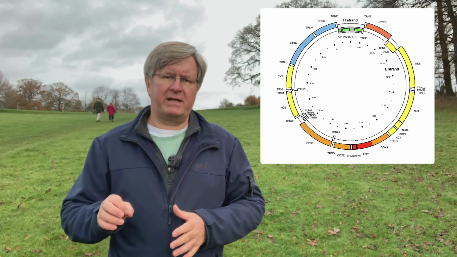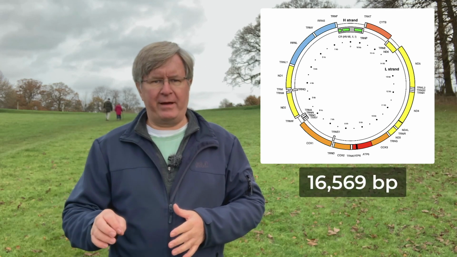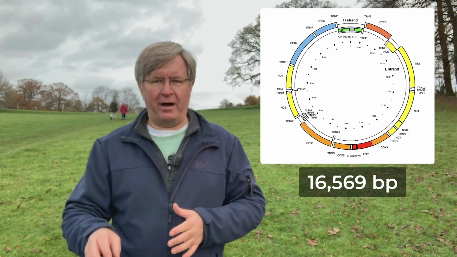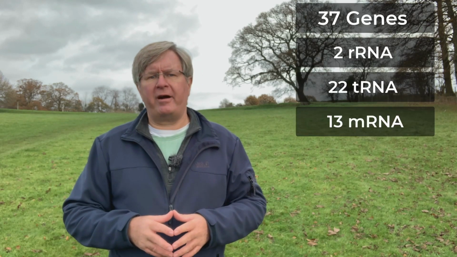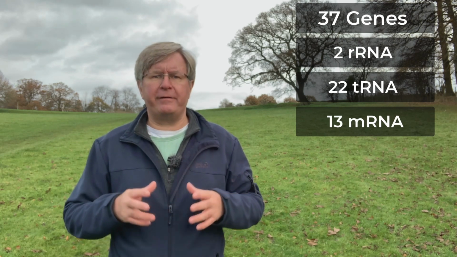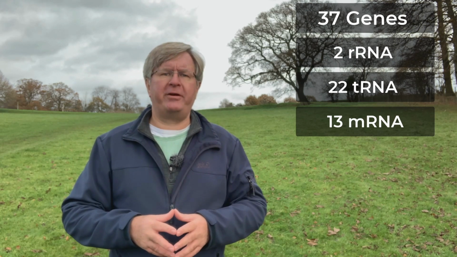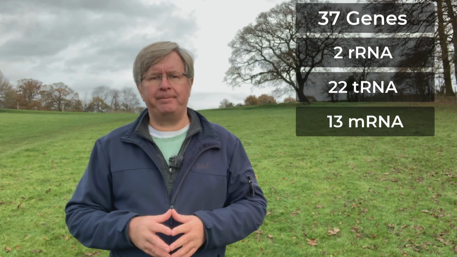The mitochondria contains its own DNA. This DNA is present as a small circular DNA molecule of 16,569 bases. The DNA contains 37 genes, 2 ribosomal RNA genes, 22 tRNA genes and 13 messenger RNAs that code for some of the proteins that are found in the mitochondrial respiratory chain complex, the MRC.